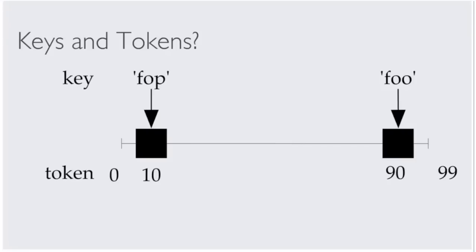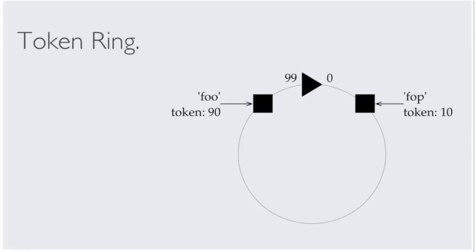Now, if instead of thinking about the range of tokens as a number line, we think about it as a token ring, we get to do a couple of interesting things. In this token ring, you can think of it like a clock. In a clock where you count from 58, 59, the next value is 0. Similar idea in our token ring here. If we count around from 0 to 98, 99, the next value is 0. So we have a continuous range of tokens, and this allows us to apply some operations onto that continuous range.